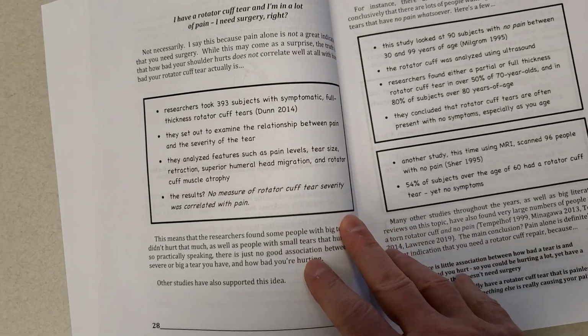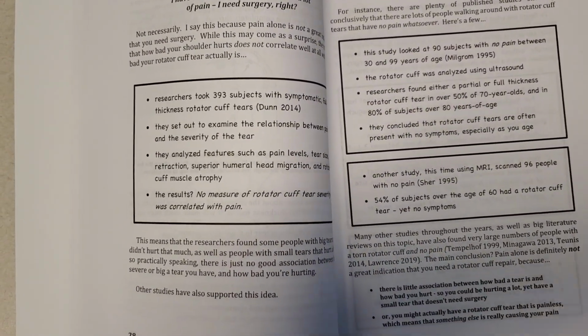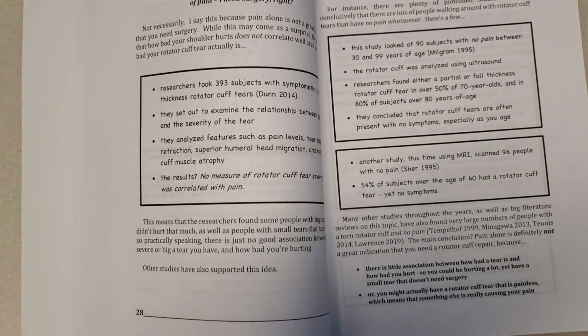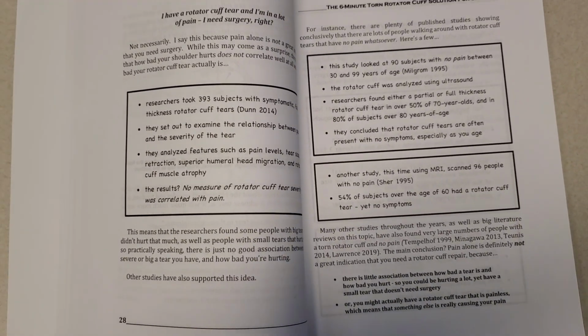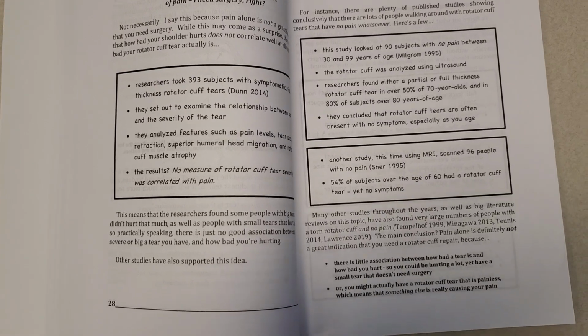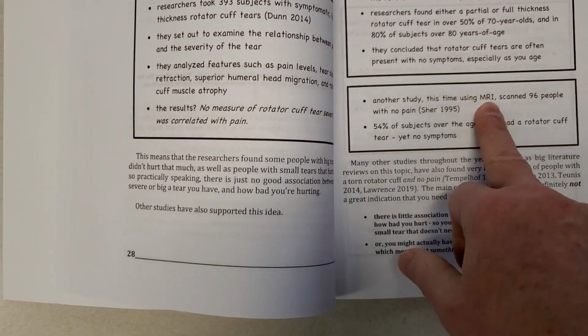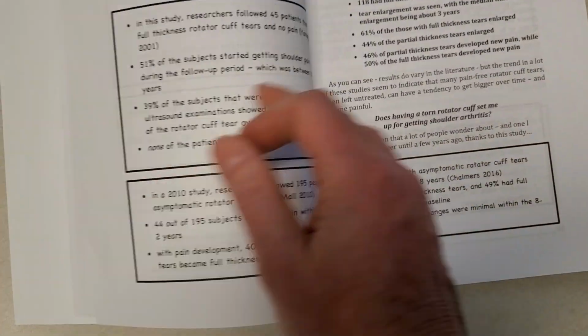I have a rotator cuff tear and I'm in a lot of pain. I need surgery, right? Well, come to find out, not really, because there's a discrepancy between the size of the tear and how much pain you'll have. Some people can have a really large tear and not be in a lot of pain. Some people can have a small tear and have a lot of pain. Each one of these boxes is like a study, so this book is very evidence-based. That's how it comes up with that answer.